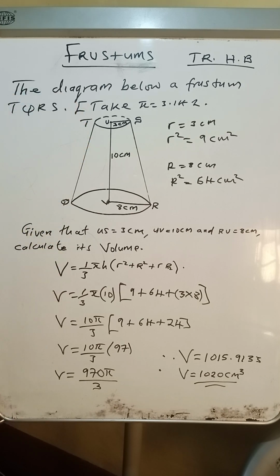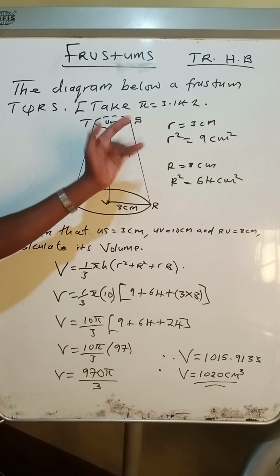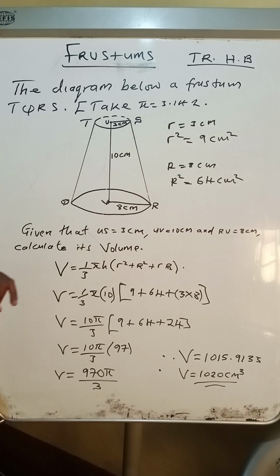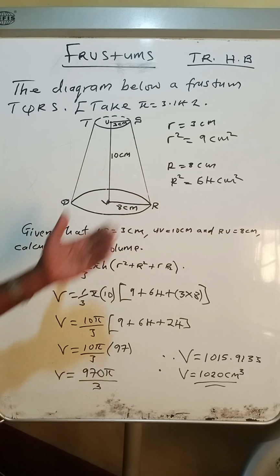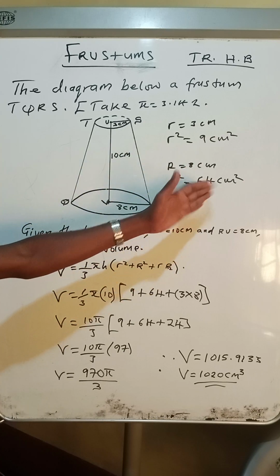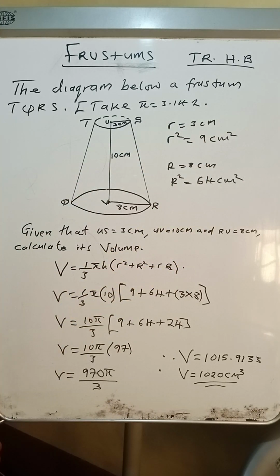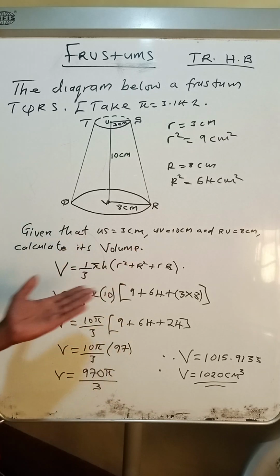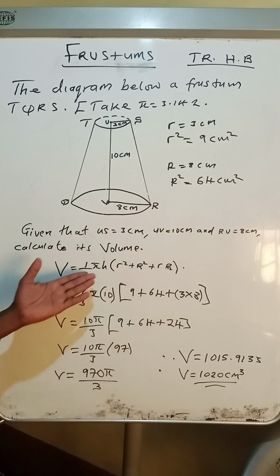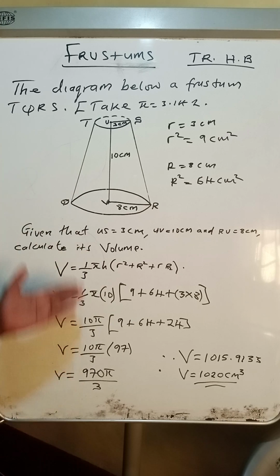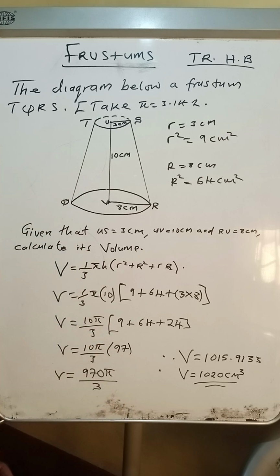This frustum has a circle as its base and a circle on top. You need just to identify the values for r and R. Small r is 3 centimeters, and big R is 8 centimeters. You square them: 8 times 8 gives 64, and 3 times 3 gives 9 centimeters squared. Then when you come to this formula, you substitute. Where there is pi, you have 3.142, and h. Then you work it out, and you will get the required volume for this frustum.